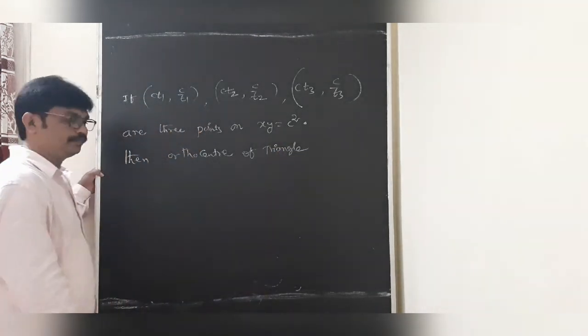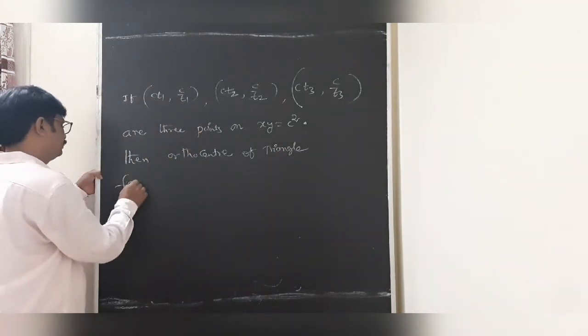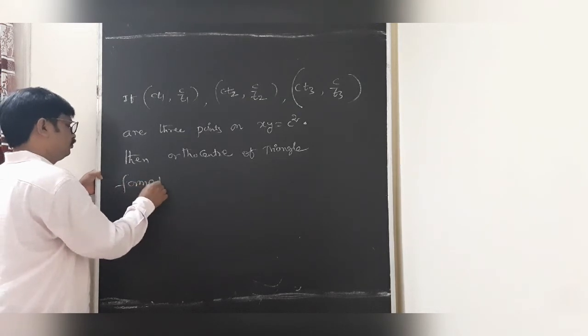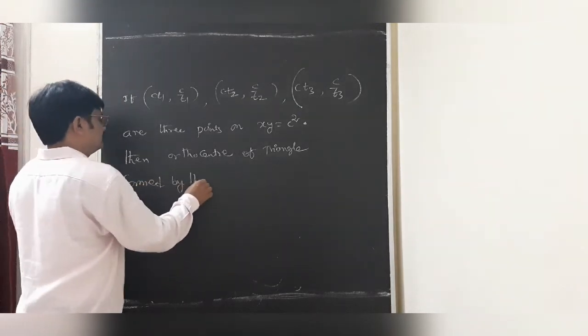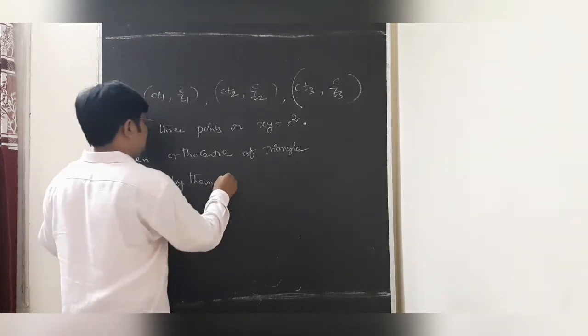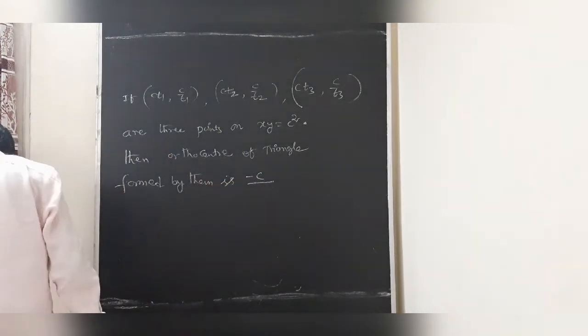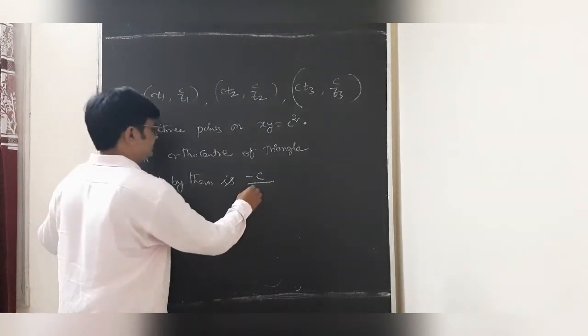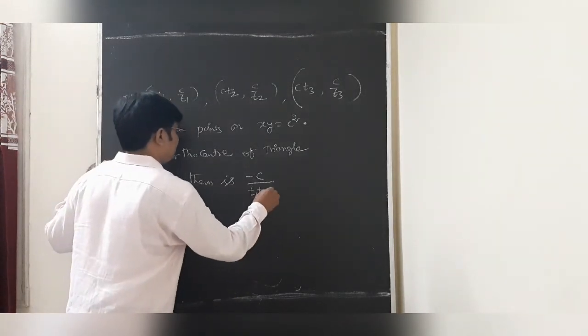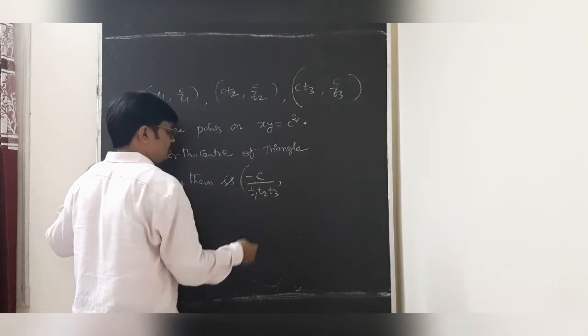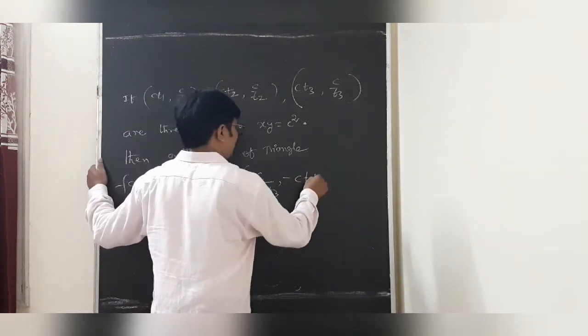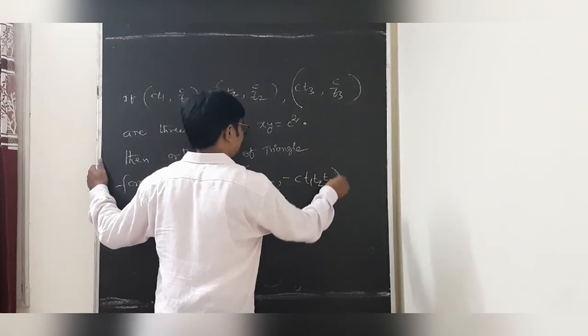The orthocenter of the triangle formed by them is minus c by t1, t2, t3. Dear students, the proof is not necessary. All of you remember this one.